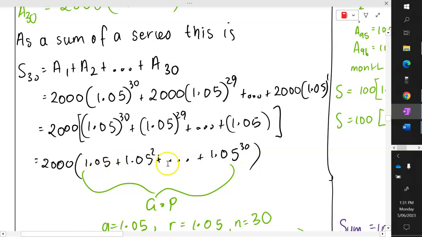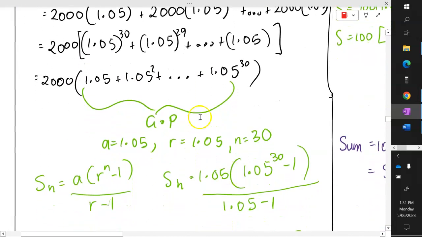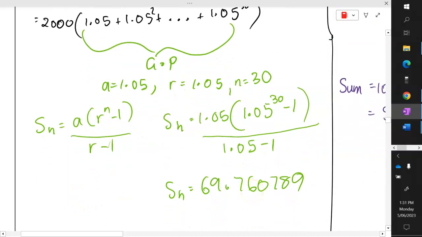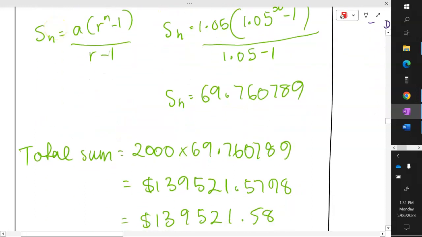So we can sum this geometric progression, get a solution, and times that by 2,000. So the sum of a geometric progression of which we have A as 1.05 and our ratio is 1.05 and N is 30, where R is greater than 1 is our formula here that we need to use. I pop these 3 things into my formula and I'm going to get a sum of 69.760789. That is the sum of this part here in the brackets. I'm going to times that then by 2,000. And I'm going to get the total value of my investment after 30 years.